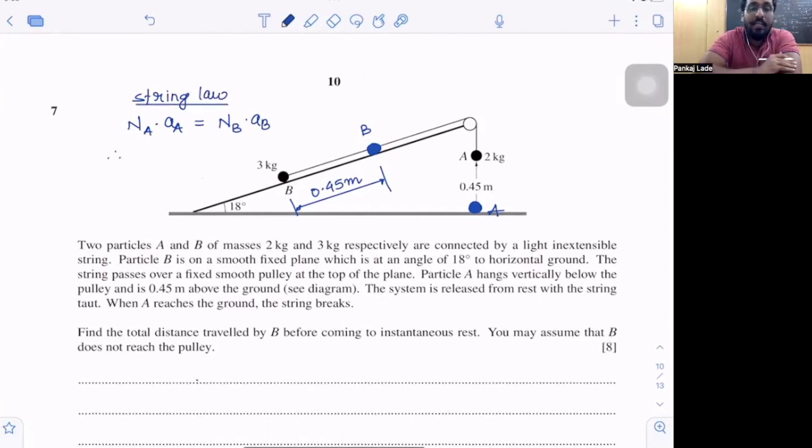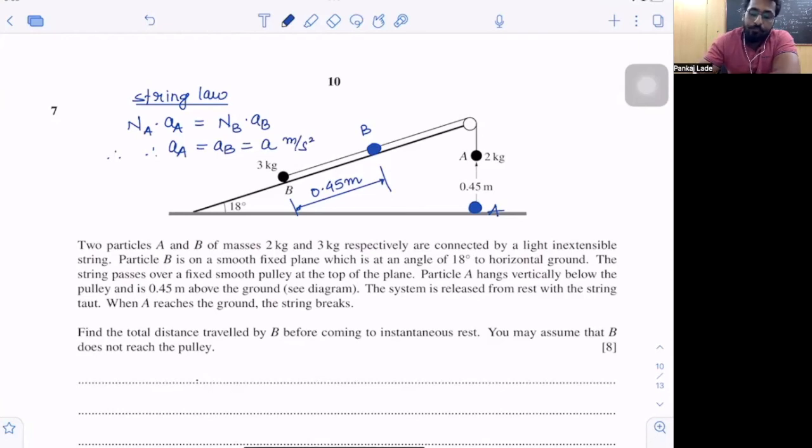So how many strings are attached to particle A? Only one. And how many strings are attached to particle B? Again one. So that's 1 into acceleration of A equal to 1 into acceleration of B. So I can write over here acceleration of A is equal to acceleration of B. Let us say it is equal to a meter per second square. So A and B are both traveling with exactly the same acceleration.